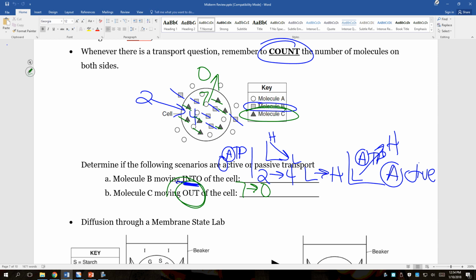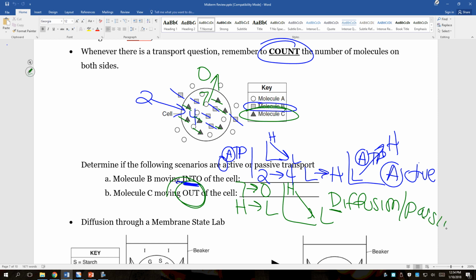Again, I identify which one's the high number. My high number is 7, and my low number is 0. I draw that little graph to help me. I'm starting off at the high point, going to the low point. If I'm going downhill, remember, downhill is my hint, I'm talking about diffusion. And diffusion is really just another word for passive transport. So again, the key, whenever you see a question like this, you want to make sure that you count up those molecules so you can figure out if it's active or passive transport.